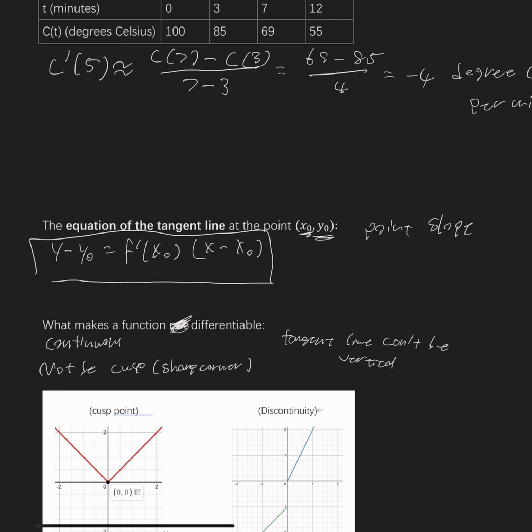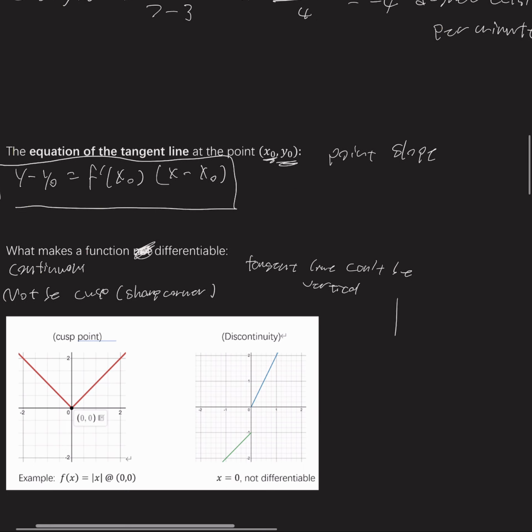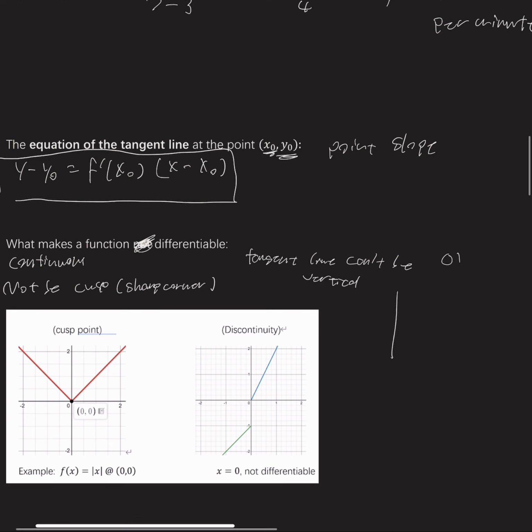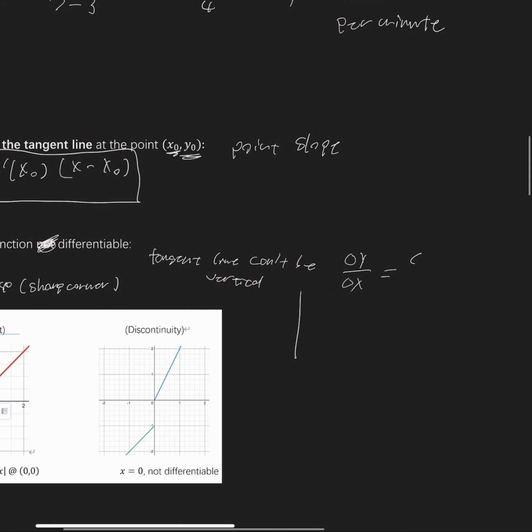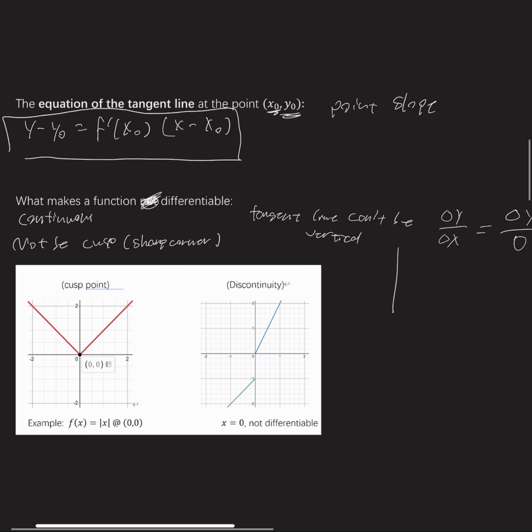What does vertical mean? Well, it's like this. Which means that the slope, delta y over delta x, is equal to delta y over 0. That's undefined. So it's not differentiable at a point where the tangent line is vertical. So here are 2 examples.